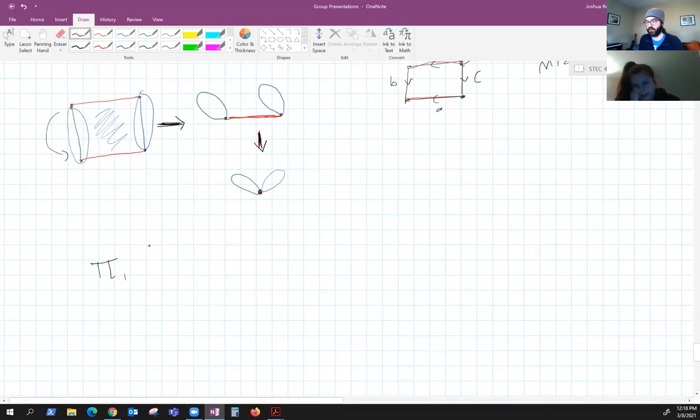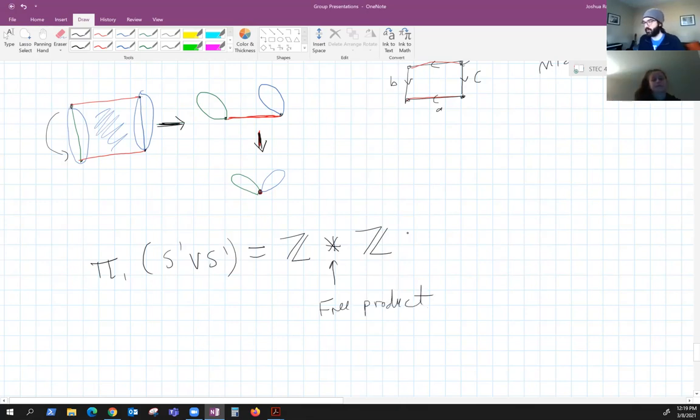So that means that the fundamental group of S1 wedge S1, well, I do have a copy of the integers because I have a loop, another copy of the integers, but this is the operation. This is what's called the free product. If this is generated by A, this is generated by B, it has presentation A and B, and then no relator.